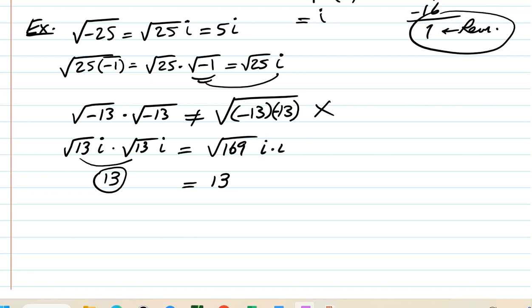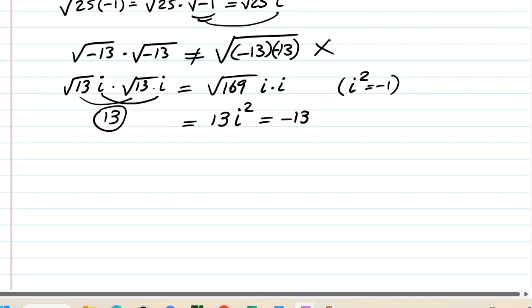And I multiplies by I, right? Those two. And I times I is I squared, so the answer is going to be negative 13, because I squared is negative 1. Keep that in mind for now. And there we have the product of them.